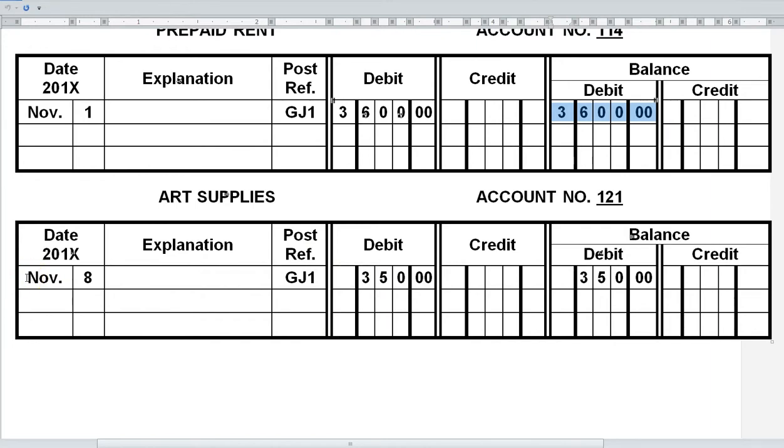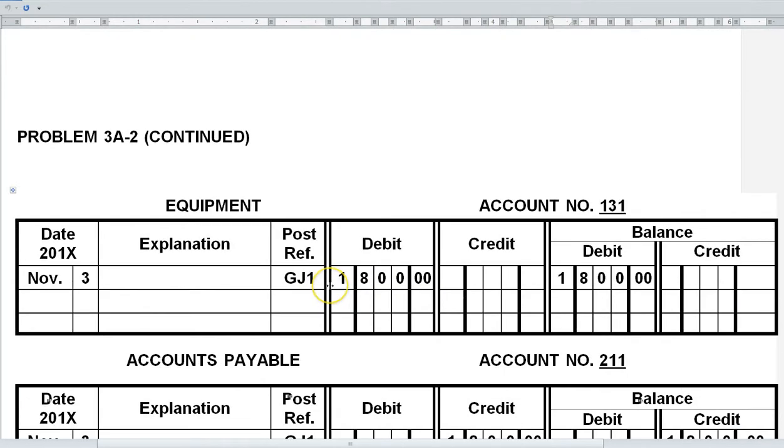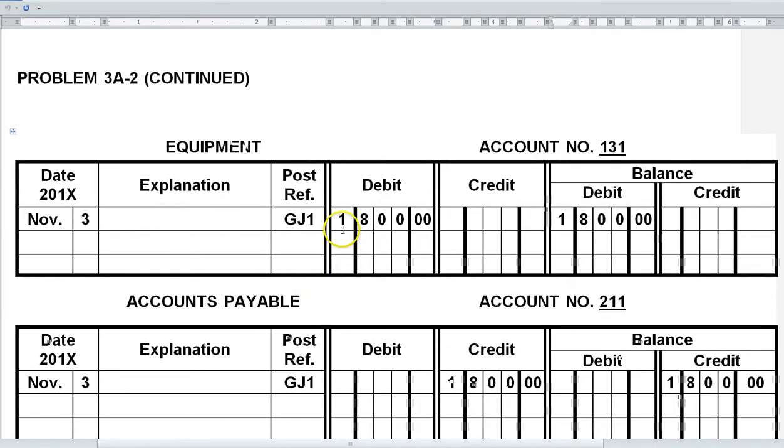Art supplies, an asset, again, from the journal to the ledger. Everything is transcribed. As you can see, the transaction occurred on the 8th from General Journal, page 1. Add to the asset, establishes a balance. Equipment is purchased for $1,800, establishes a balance. That's an asset. You add, of course, with debits.